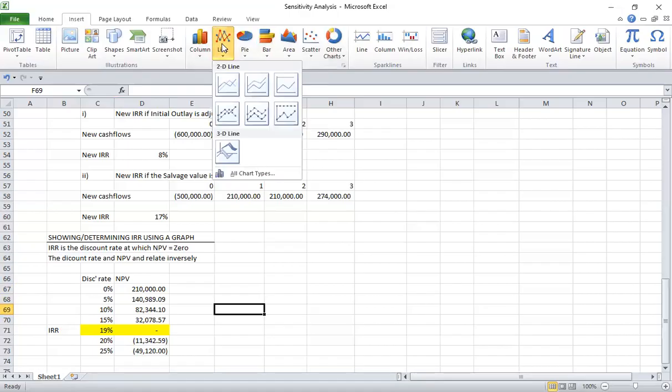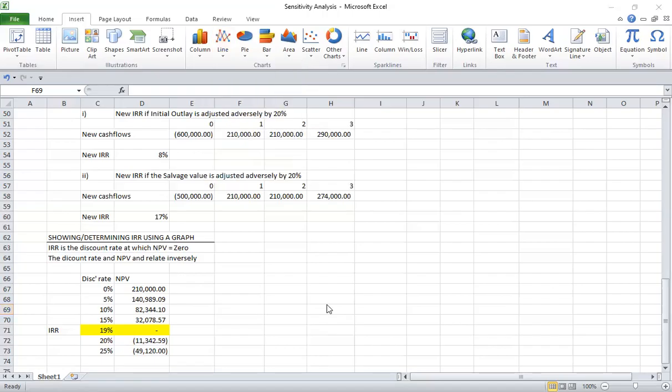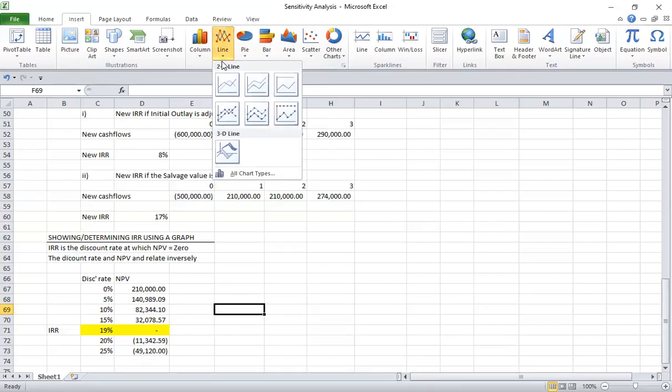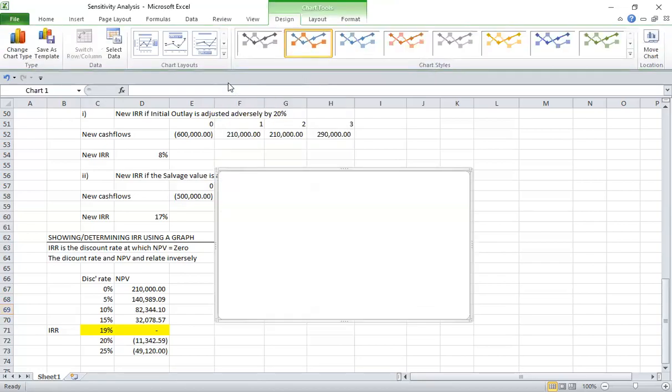So click on it. When you click on the line, you are again shown a lot of options. I want you to click the first one, the first option in those options. So when you click on the first option, has your Excel done what mine has done?